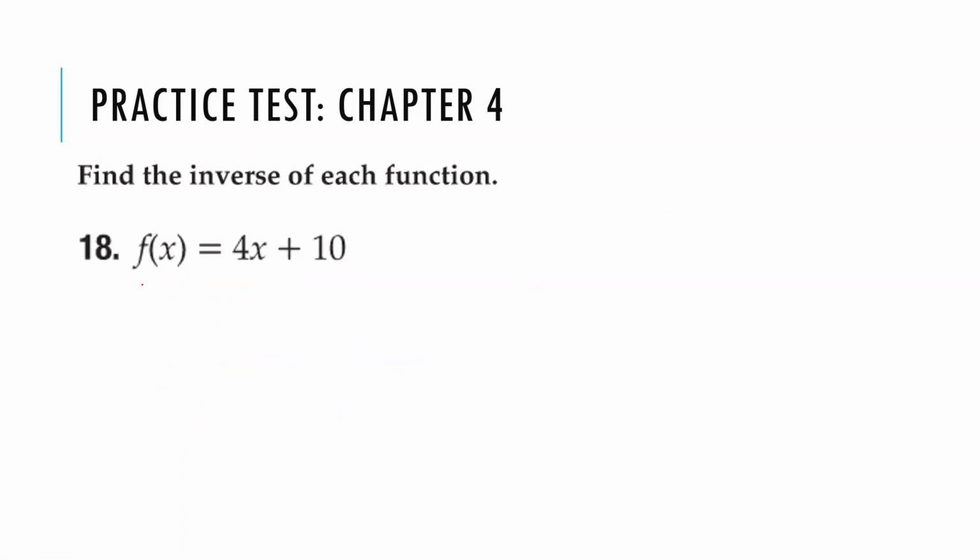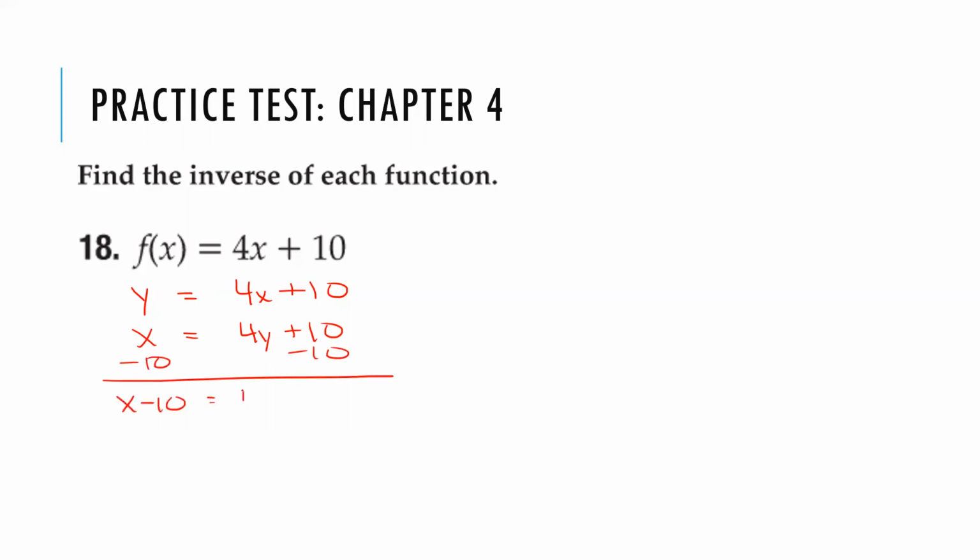This f of x is going to be y is equal to 4x plus 10. We want to switch x and y, so we end up with x equals 4y plus 10. And then I'm going to subtract 10 from both sides, so I get x minus 10 equals 4y. We divide both sides by 4. Remember, there's a 1 here.